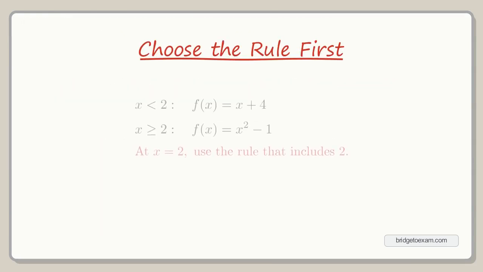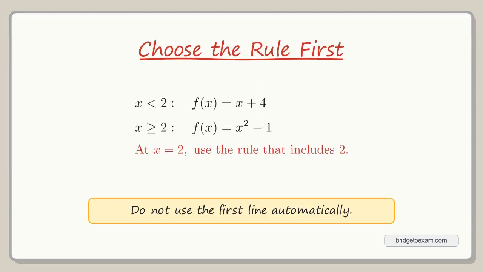A piecewise function has different rules in different input zones. When evaluating, choose the rule by reading the input condition first. Only after the correct zone is selected should you substitute the input.